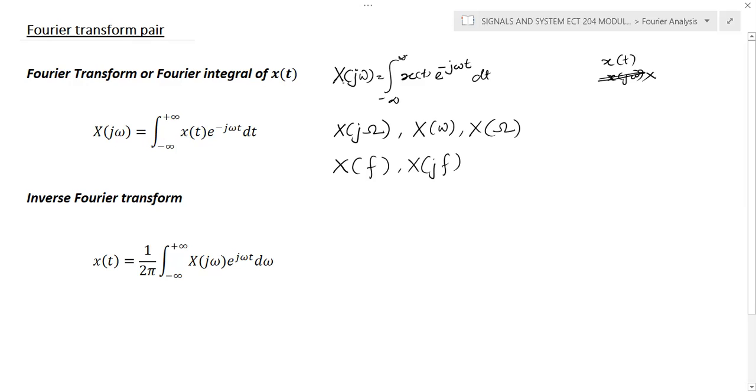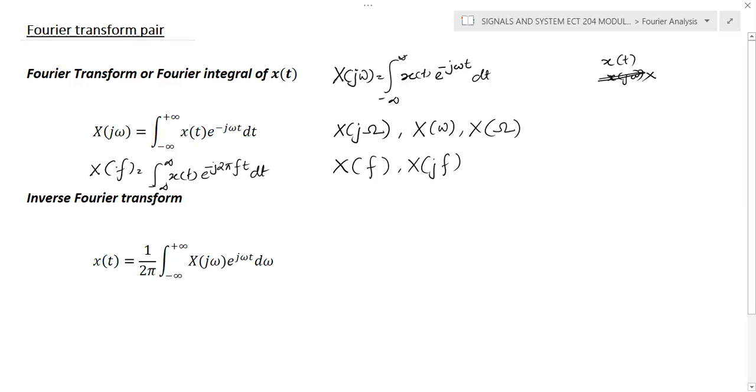We will prefer the first notation, that is X of j omega. It can be X of j ohm, sometimes X of omega, X of ohm, X of f, and X of jf, etc. When you write in terms of X of f, the normal frequency, X of f is integral minus infinity to infinity x of t e raised to minus j, omega being 2 pi f, into t dt.